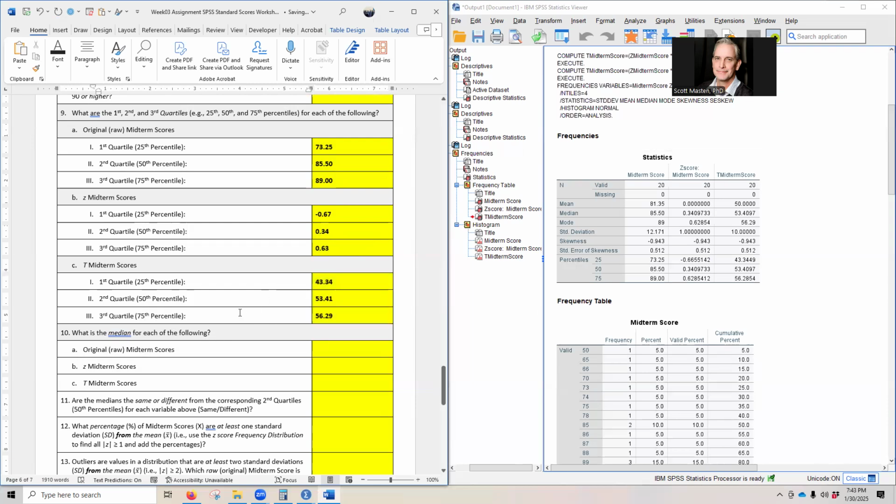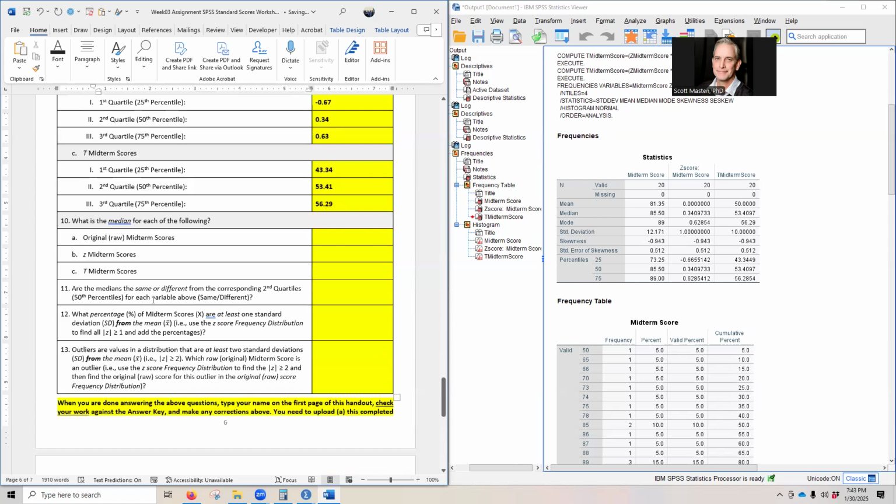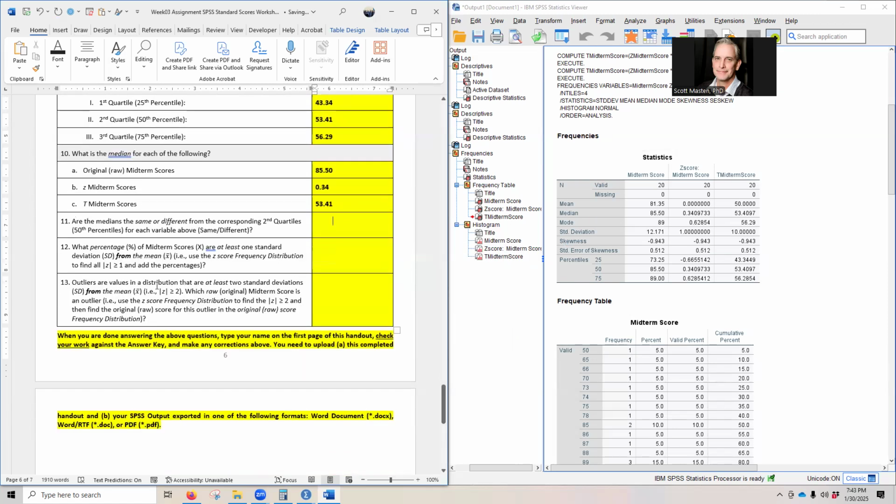All right. What is the median for each of the following? Well, that's right here on the table. So 85.5 for the raw scores. I'm just going to do them all at one time. 0.34 for Z-scores of the midterm scores, and 53.41 for the T-scores. So far, I don't think these are too bad.